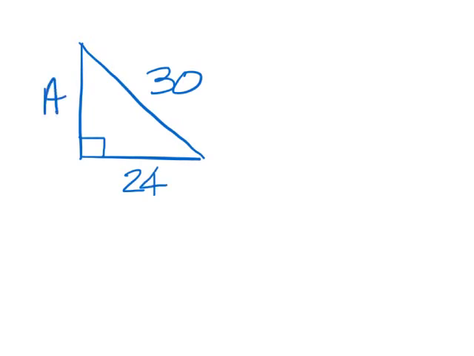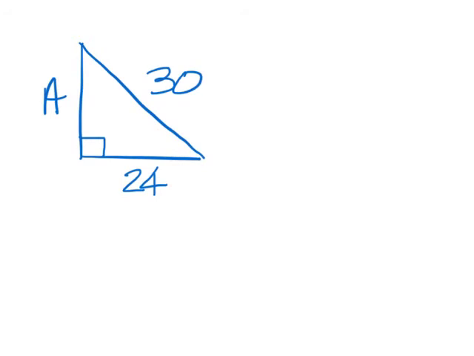Another practice problem. Here's a right triangle. And in this right triangle, we know the hypotenuse to be 30, and we know one of the legs to be 24. We don't know this one, we'll call it A. Find the value of A.